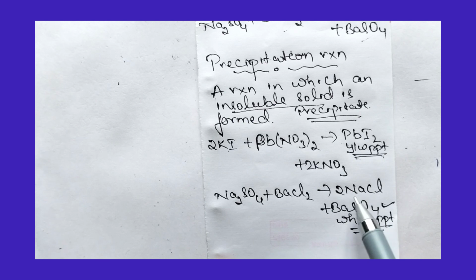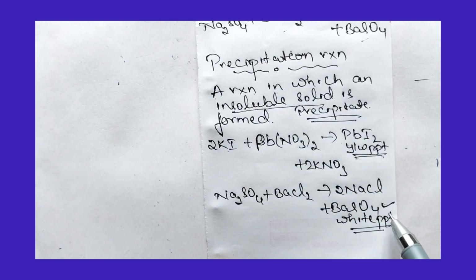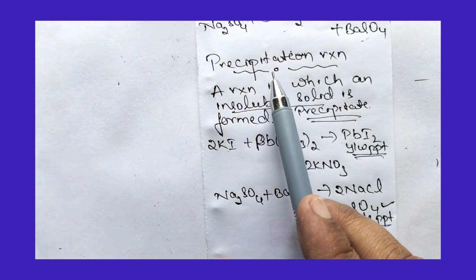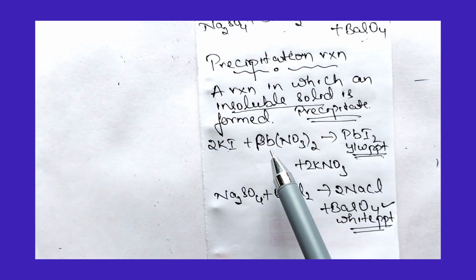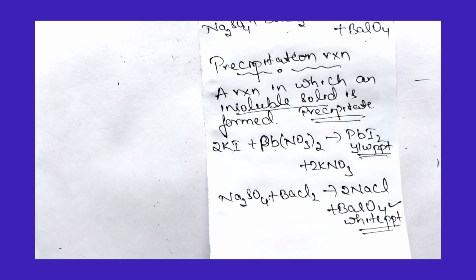Since the insoluble solid is formed, it is called precipitation reaction. Since precipitate is formed, it is called precipitation reaction. These two are the best examples for precipitation reaction that have been given in our NCERT textbook. So this is about precipitation reaction.